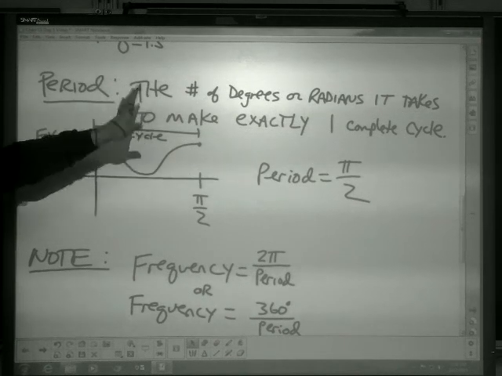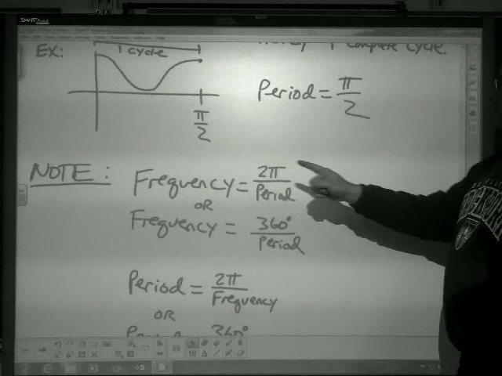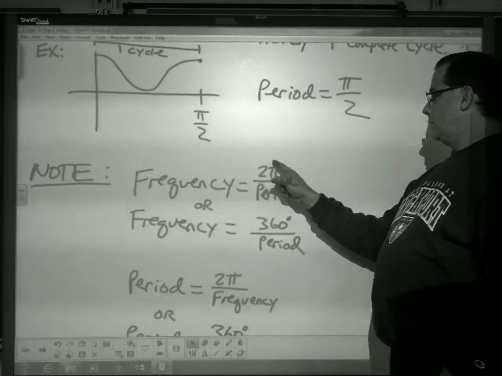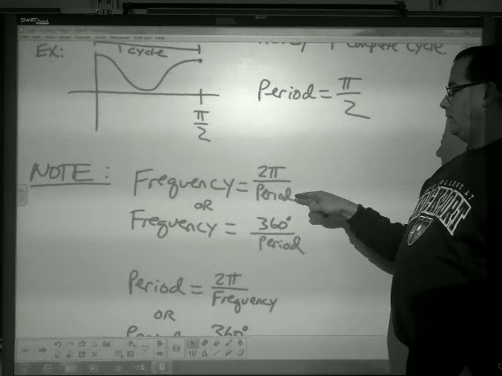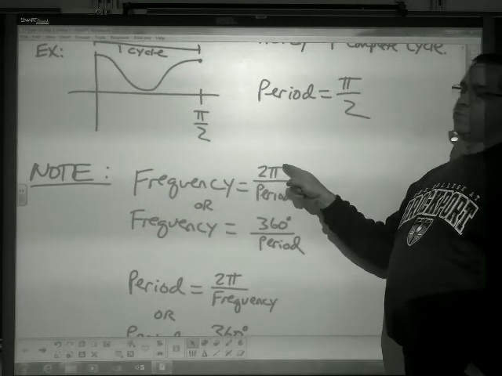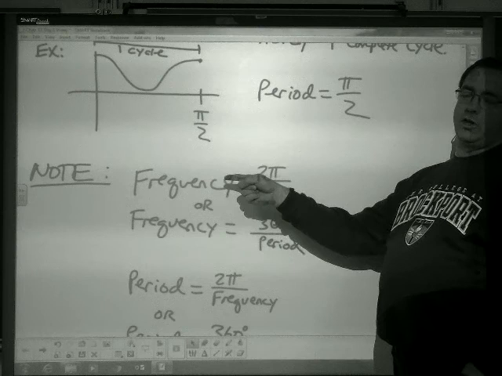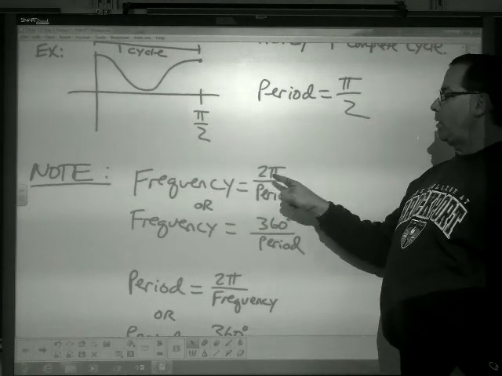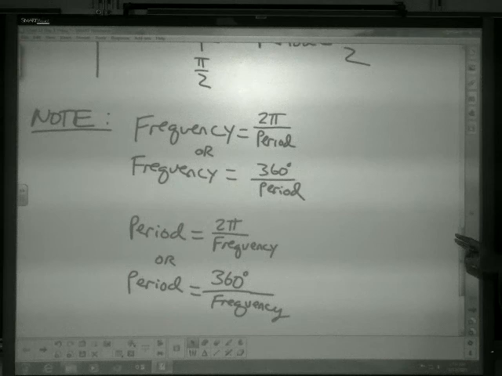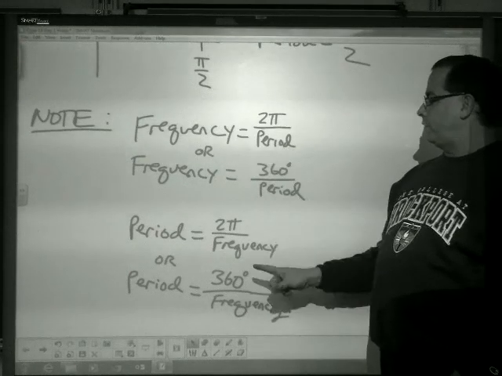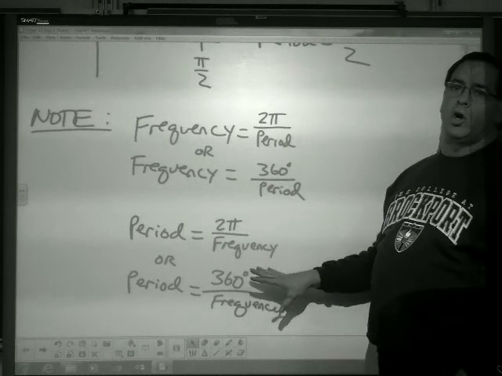The period and frequency are related to each other. The frequency is 2 pi, which is one full trip around, or 360, divided by the period. If I take how many I make within 2 pi, or how long it takes, 2 pi divided by how long it takes will tell me how many I get to do. So frequency is 2 pi over the period, or if we're in degrees, frequency is 360 over the period. Now, for period, if I multiply both sides by period and divide by frequency, period is 2 pi over frequency, or period is 360 divided by frequency. These little formulas are the ones that you're going to have to know.